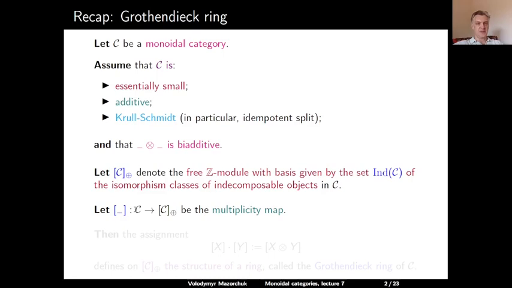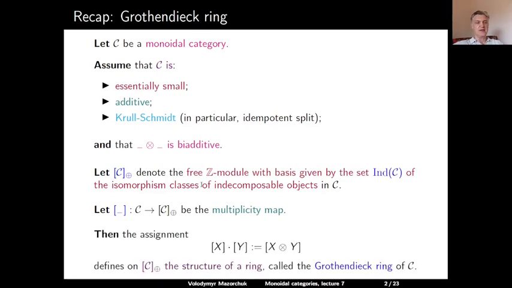Then we have the multiplicity map, which takes as an input some object in C and gives as an output the list of the multiplicities in this object of all indecomposables. So the output is then an element of our free Z module.